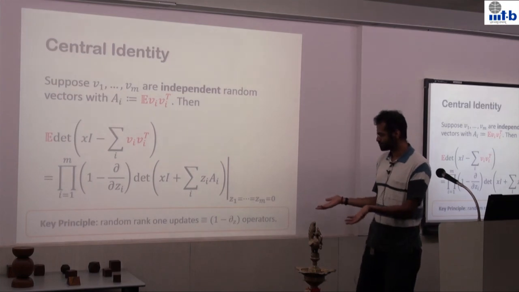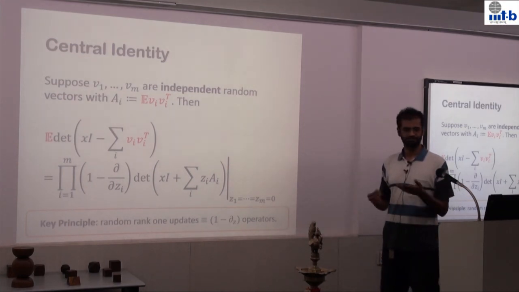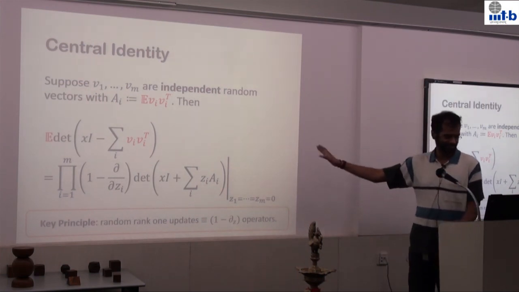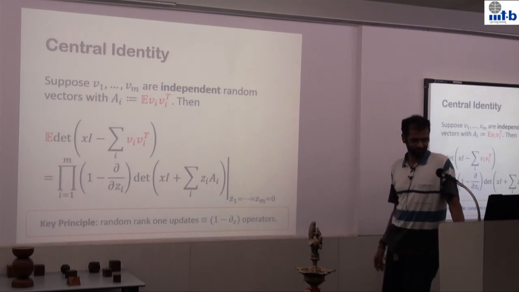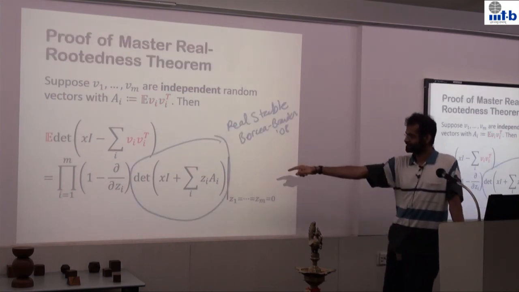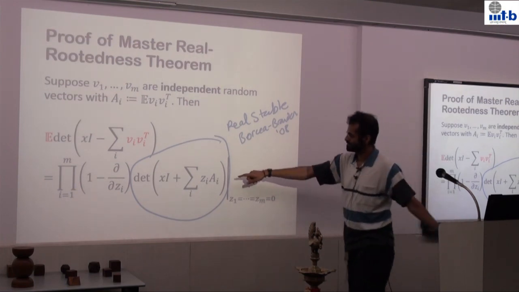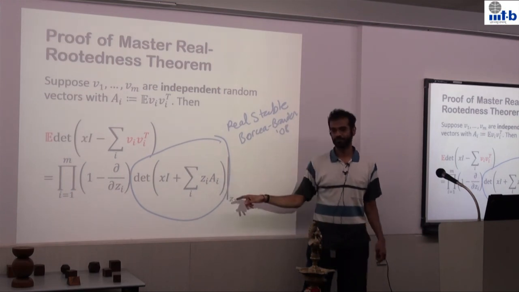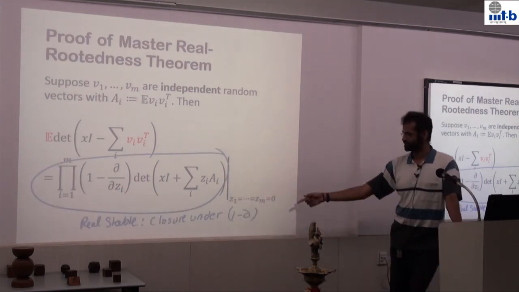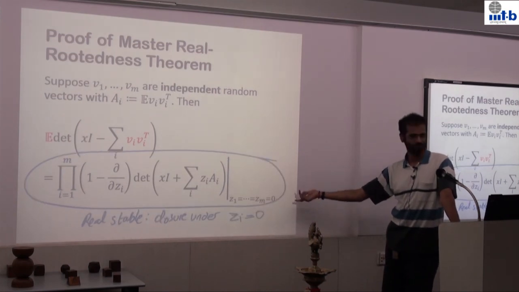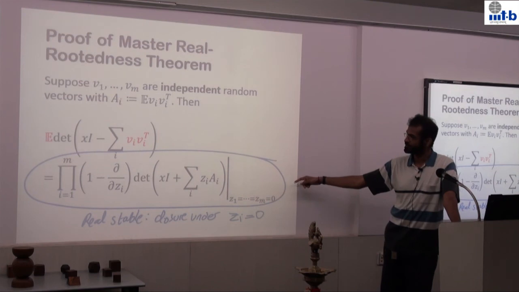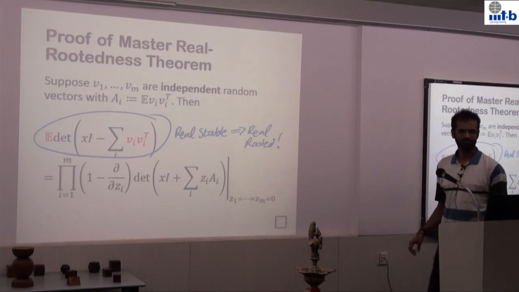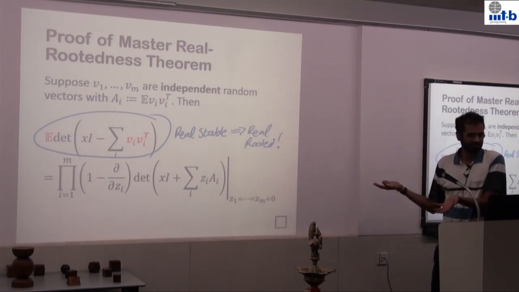Once you decide to prove this, it's also easy to prove. You can prove it in half a page using Cauchy-Binet or any kind of linear algebra, whatever you want. But this is it, right? Once you have this, the proof is essentially immediate. So this is real stable because xI plus sum zi Ai is positive semi-definite. Any covariance matrix is positive semi-definite. These operators preserve real stability, and setting variables to 0 preserves real stability. So this whole thing is real stable, but that's univariate, so it's real rooted. So just the existence of this formula is the proof, basically.